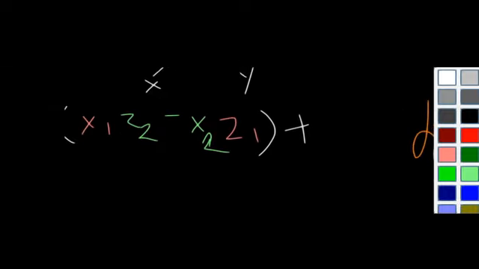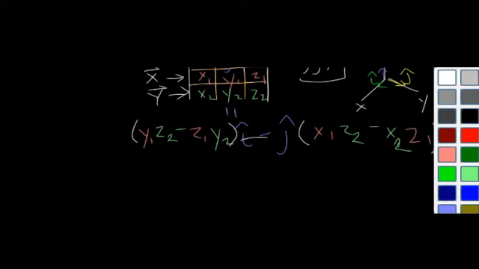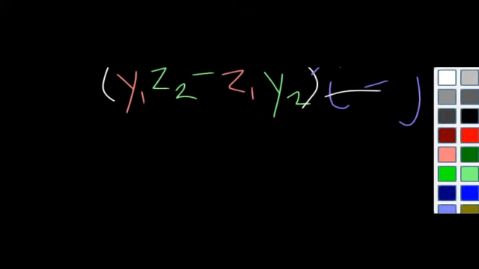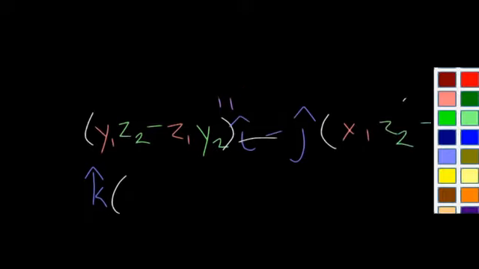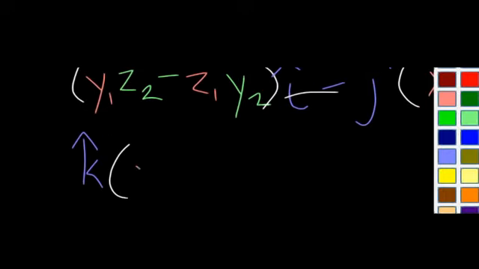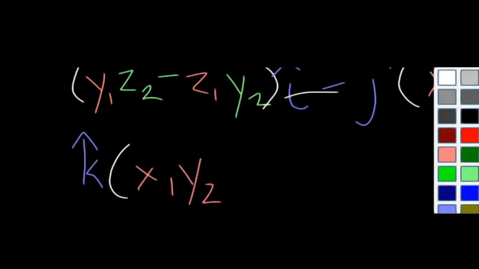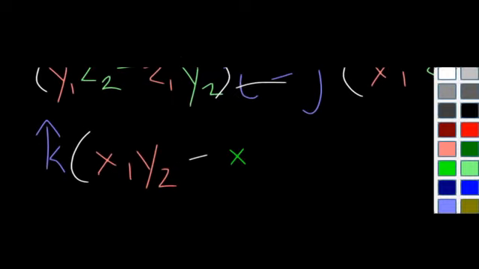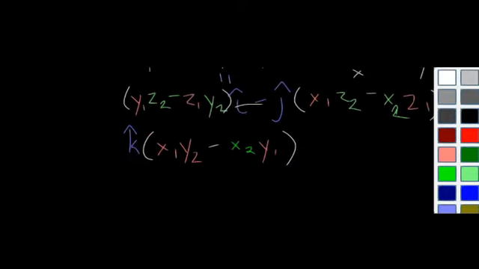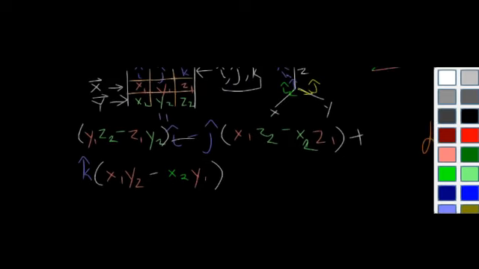plus k hat times the difference between the product of x1 y2 and x2 y1, and that is the equation.